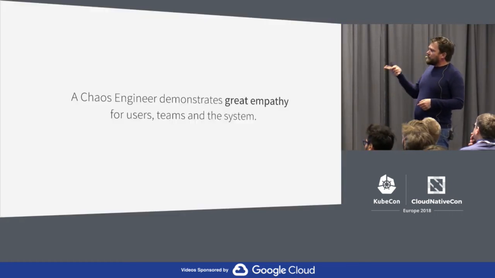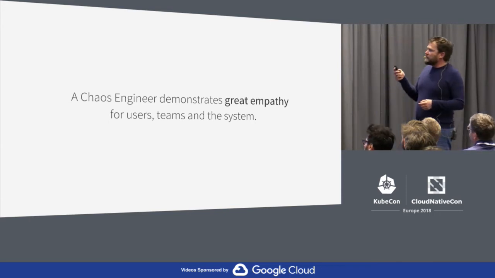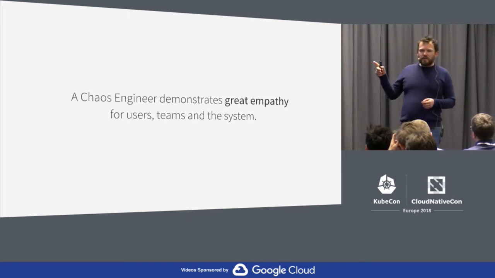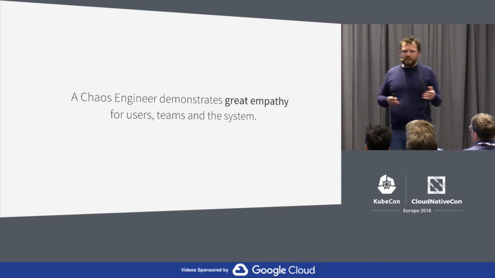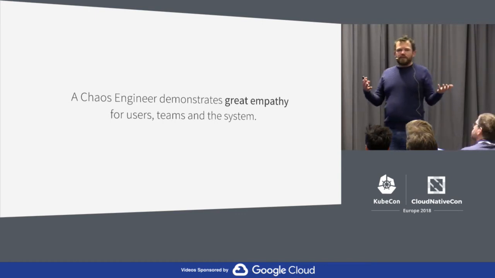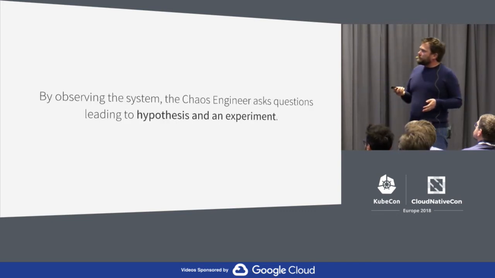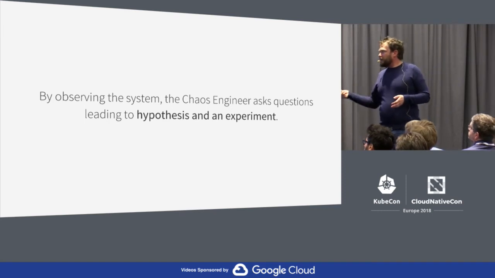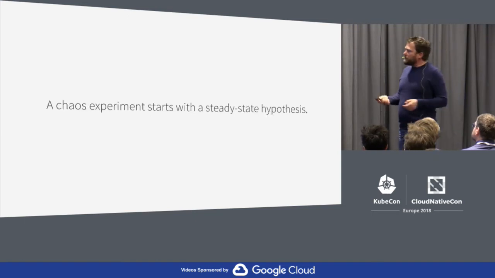In summary, a chaos engineer demonstrates great empathy, again, very important, for users, teams, and the system. And the system, I'm inclined here to insist on the system. You may come on a legacy system that you hate, you dislike, because in your mind of good engineers, you think that it should be done this way or that way. That's not a problem here. You have a system in front of you, and you need to make sense of it. And by observing the system, you start asking questions that turn into an experiment that you can play automatically and just learn from your system.